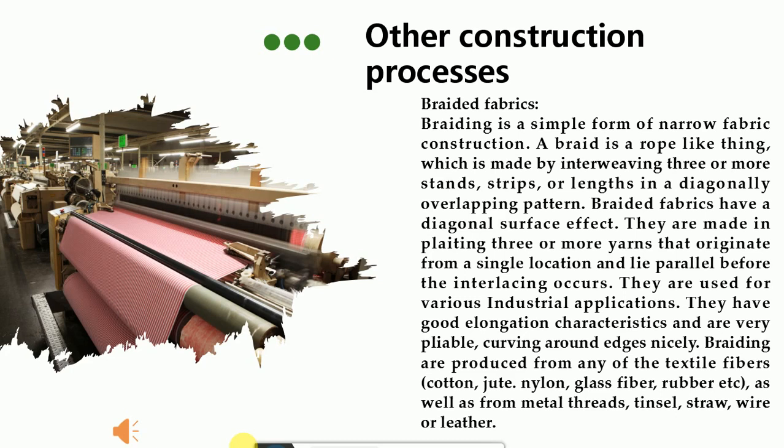They have good elongation characteristics and are very pliable, curving round edges nicely. Braiding is produced from any of the textile fibers: cotton, jute, nylon, glass fiber, rubber, etc., as well as from metal threads, tinsel, straw, wire or leather.